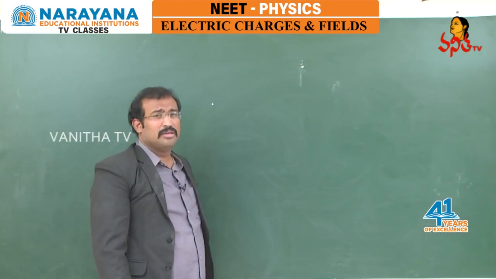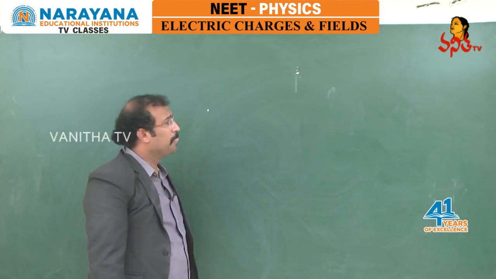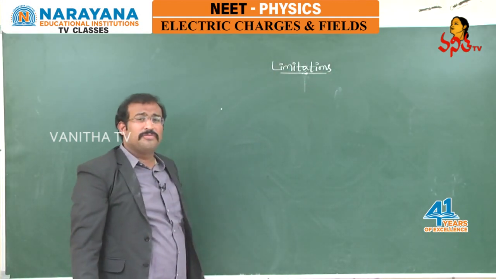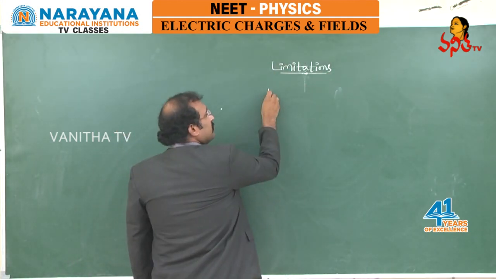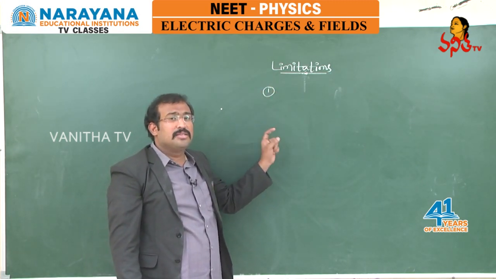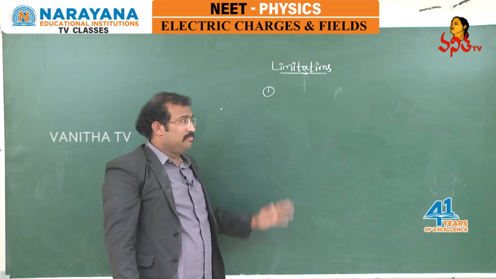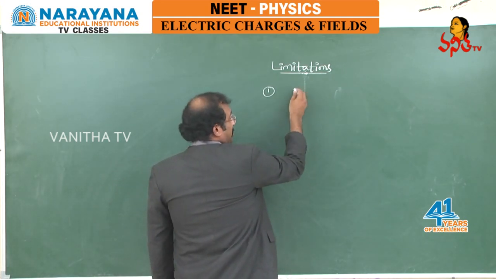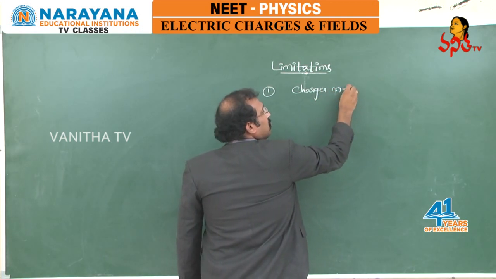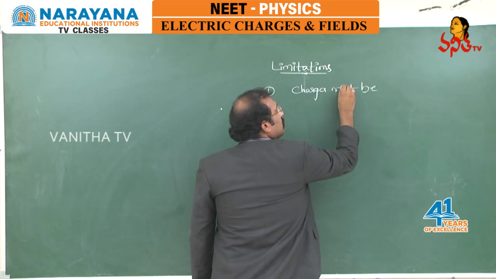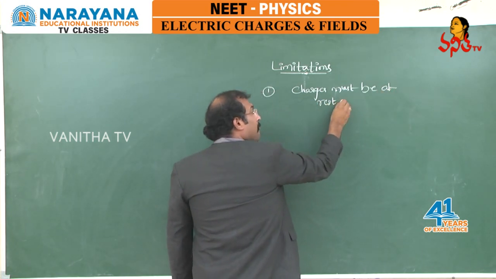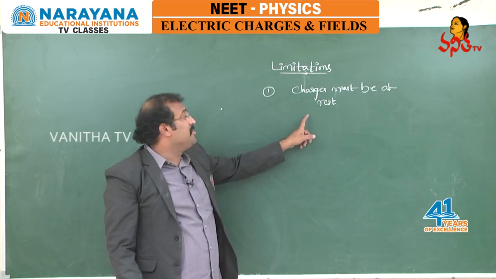Next topic is limitations of Coulomb's law. Let us see the limitations. What are the limitations of Coulomb's law? The first one, Coulomb's law is applicable for charges at rest only. Charges must be at rest. Why must the charges be at rest?